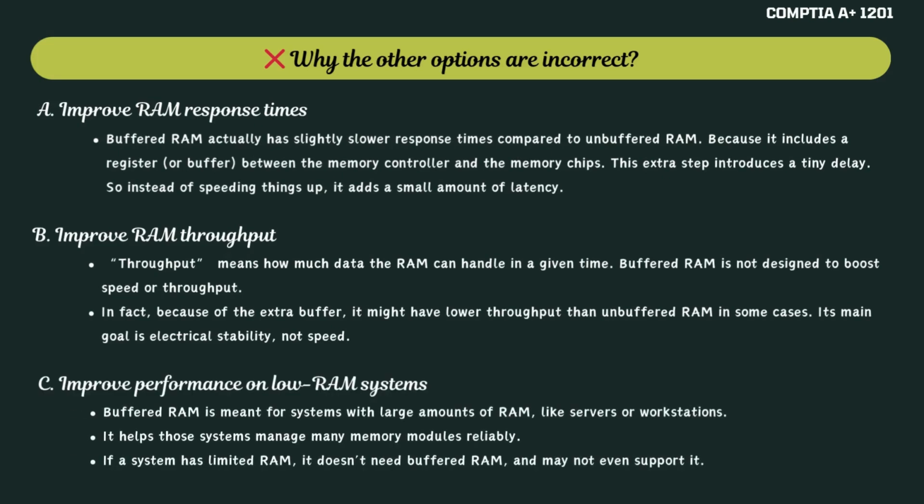C. Improve performance on low RAM systems. Buffered RAM is meant for systems with large amounts of RAM, like servers or workstations. It helps those systems manage many memory modules reliably. If a system has limited RAM, it doesn't need buffered RAM and may not even support it.